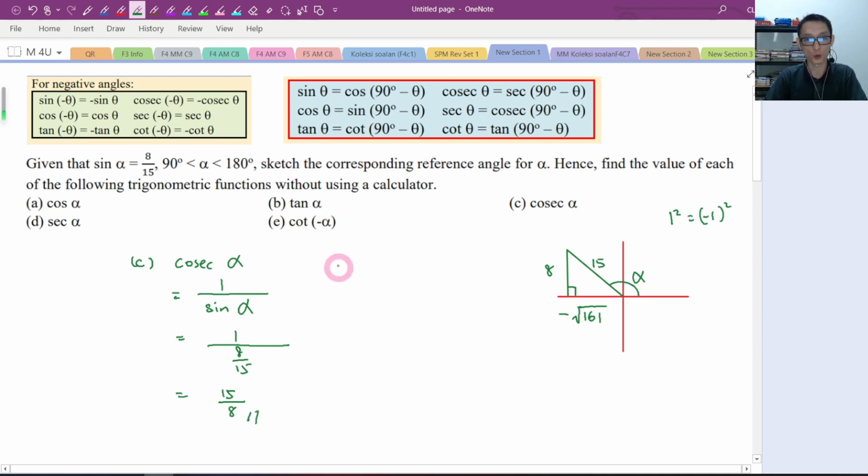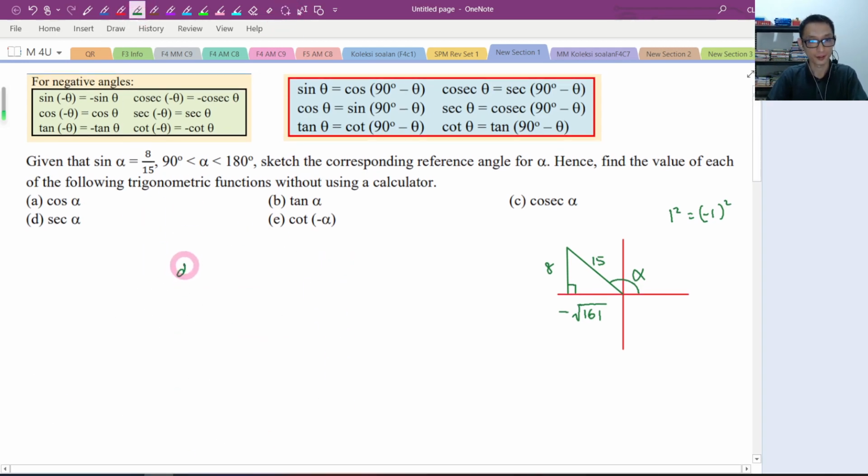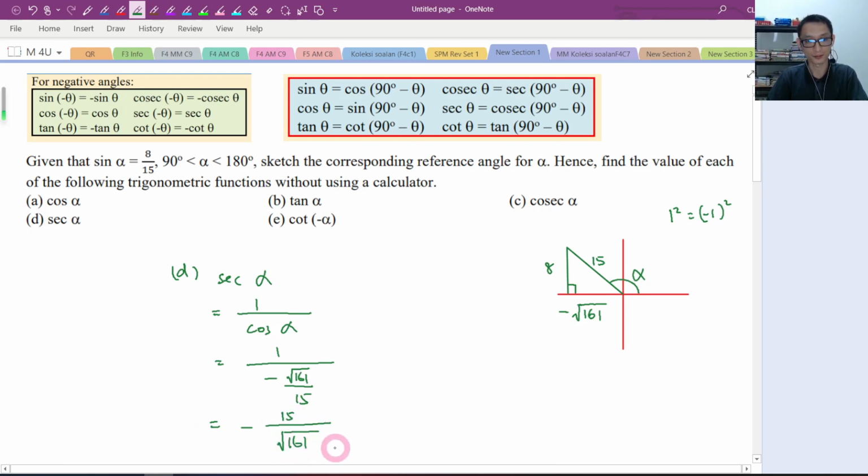Now let's go to part D. Secant alpha, 1 over cosine alpha. Now just refer to this diagram, CAH, adjacent over hypotenuse. 1 over this will become 15 over square root of 161. And don't forget the negative sign. Okay, now let's go to the last one.